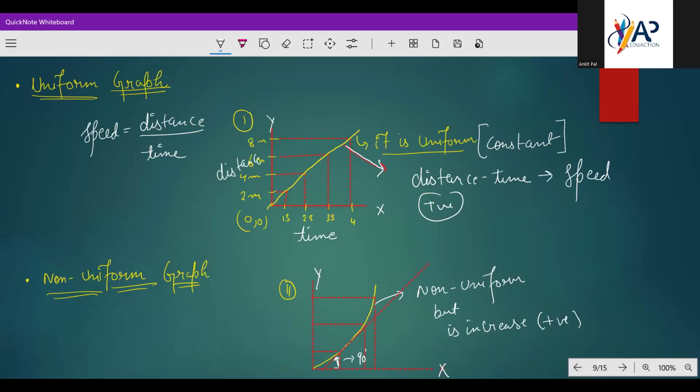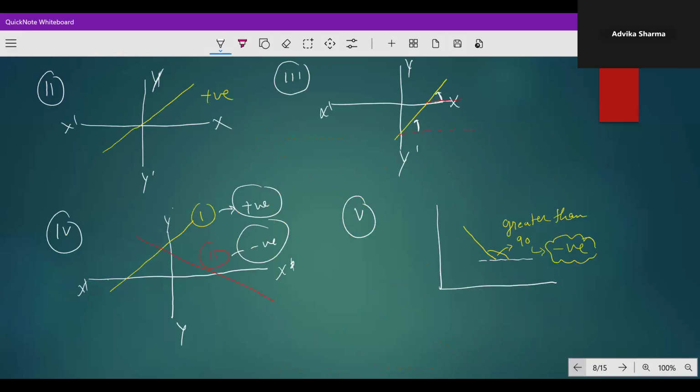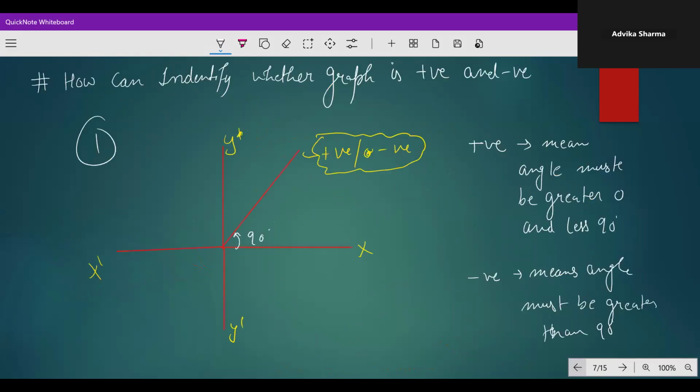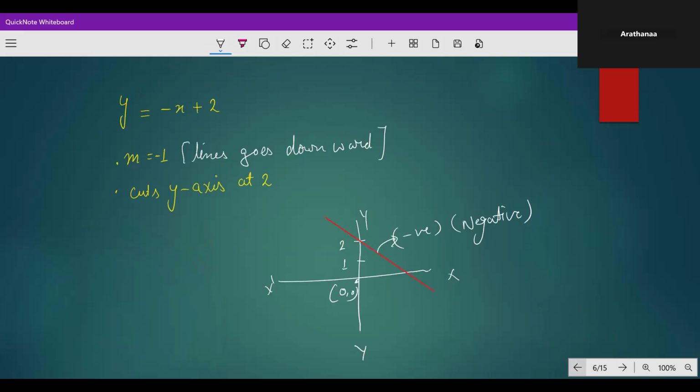In this part, do you have any doubt? No, sir. No. Yeah, it's clear. It's clear. Okay.